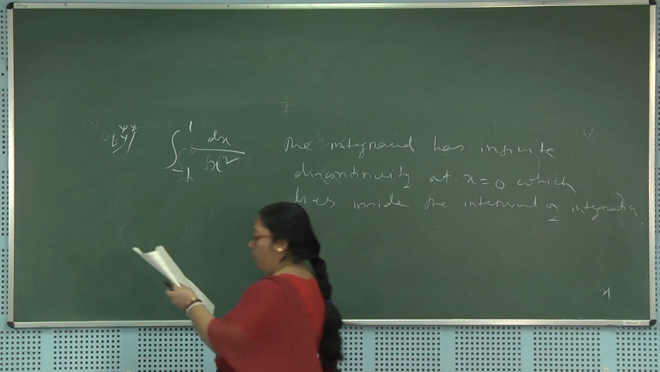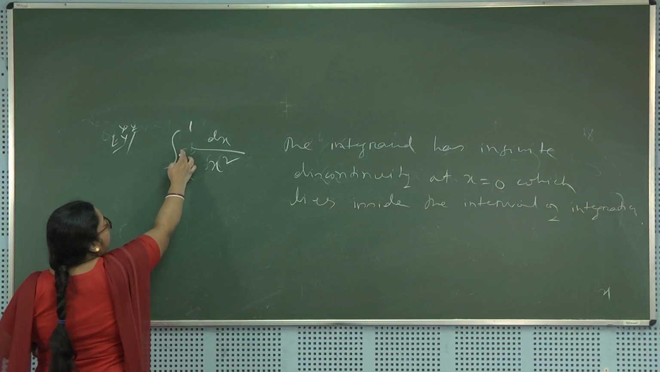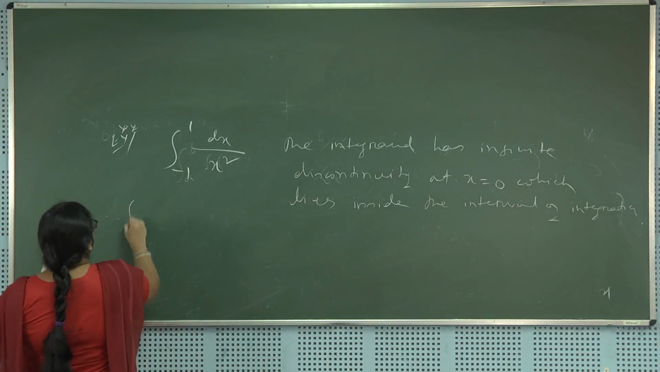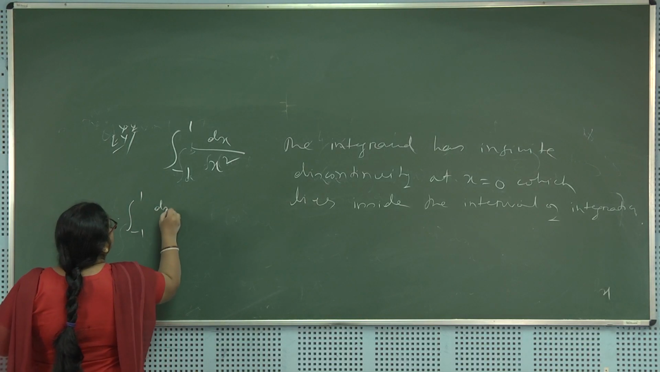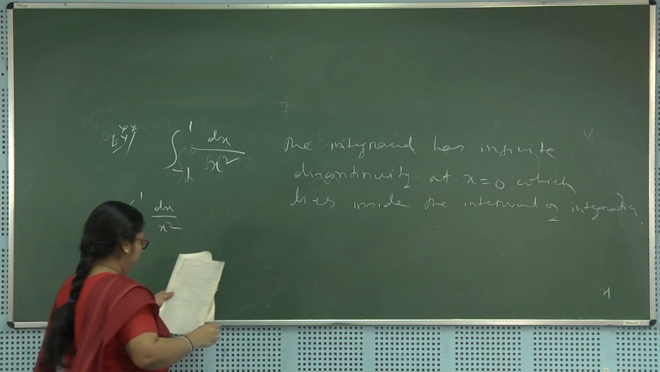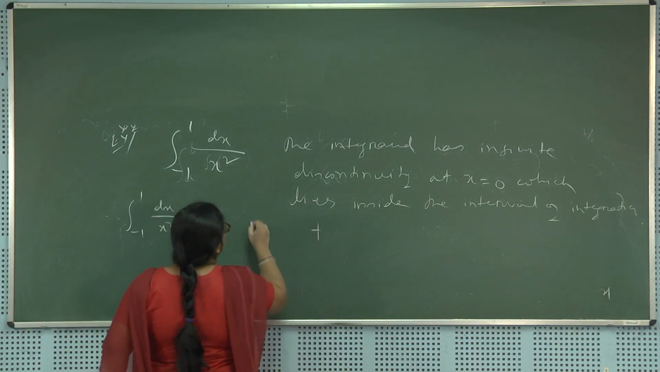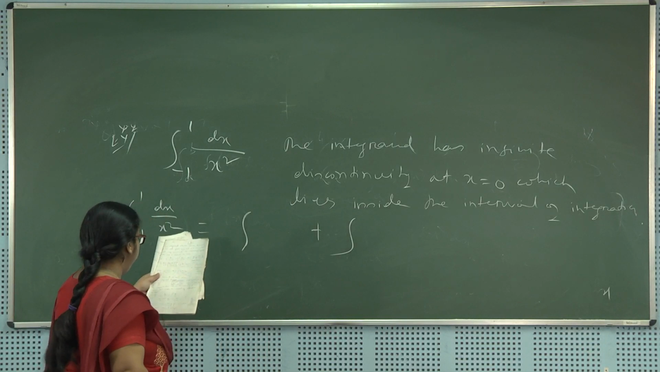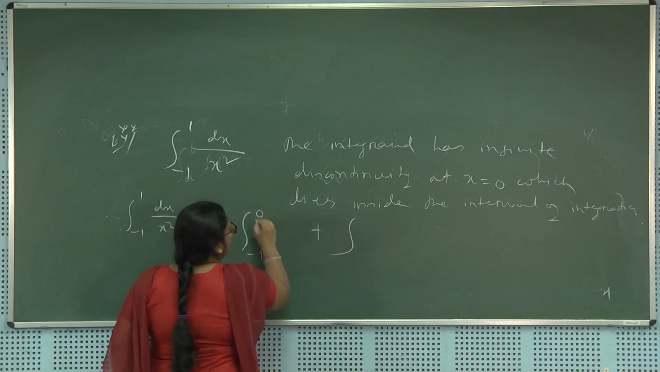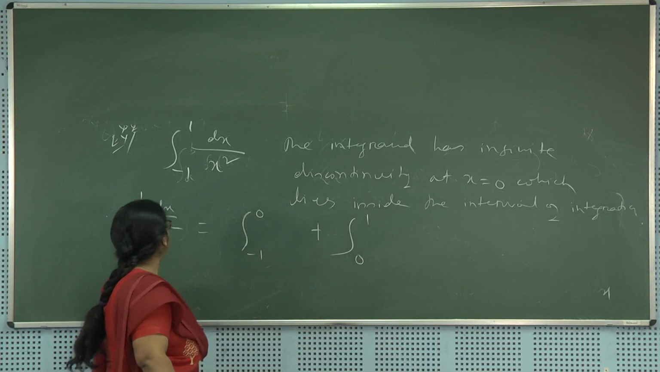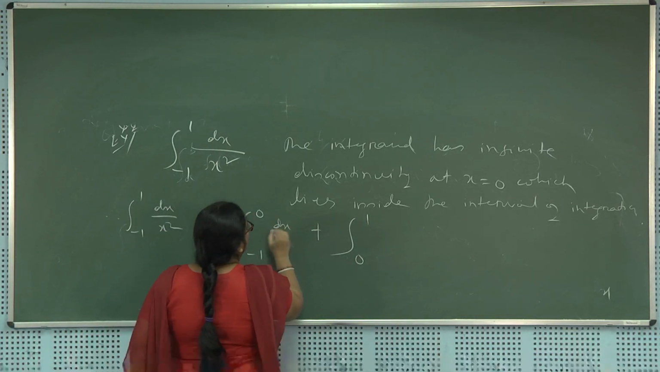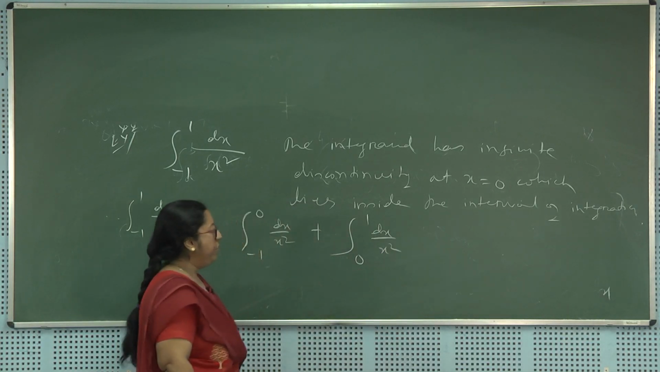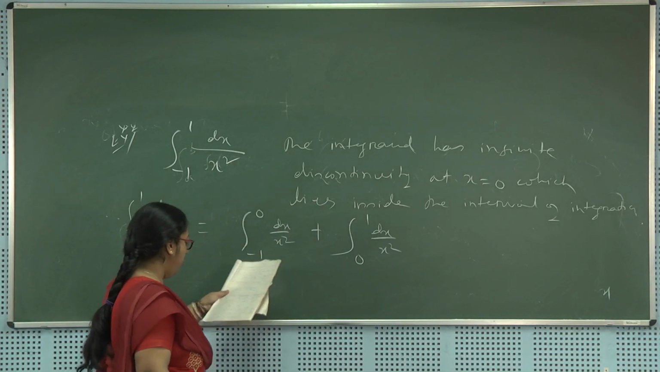Okay. So, because it is an interior point, we will break it into two separate integrals. So, therefore, integral -1 to 1 dx by x square, if I separate it, will be the sum of two integrals. 0 is the point of infinite discontinuity. So, it is -1 to 0 plus 0 to 1 dx upon x square. So, we will write it up.